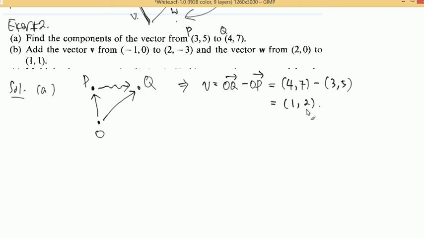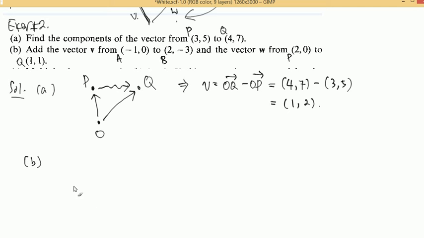Let's think about part B. Add the vector v, from -1, 0 to -3, to the second vector w, that's 2, 0 and 1, 1. Just to compute the component vector of v, you don't have to do it as position vectors. Think about the components of w, and how to add those two vectors. So here's some pictures. I'm going to call that one point A and point B. This is point P and point Q.